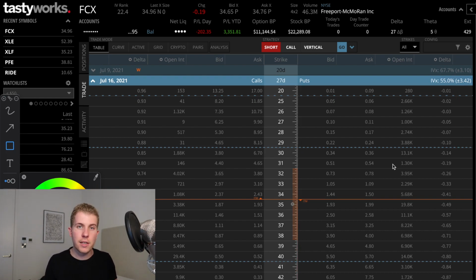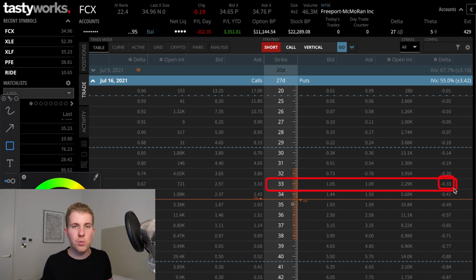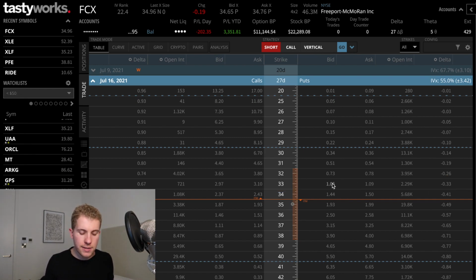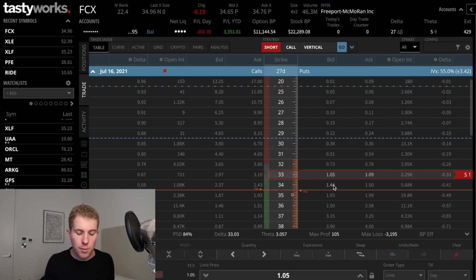And following what I was saying before, I'm going, for example, to go for the 33 strike. It has a delta of 33, as you can see, which is between the 30 delta and 35 delta, and that's usually what I'm going to go for. If I sell it, if I click on the bid, meaning that I'm going to sell that option, I'm going to collect a credit of $1.05.